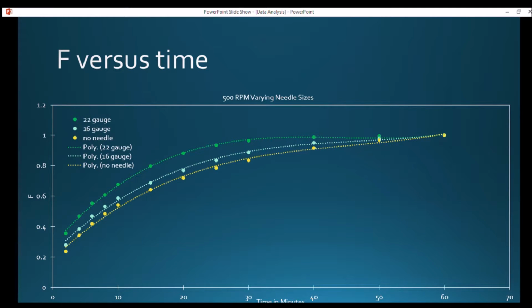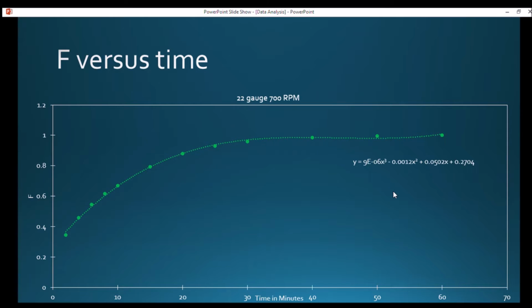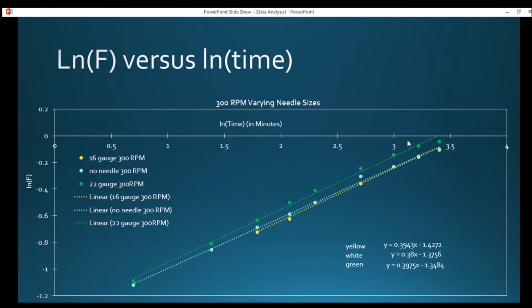And for the 500 RPM graph, there's more of a distinct trend with the 22 gauge needle here on the top, the 16 gauge needle here in the middle, and the no needle trial here on the bottom. And then here for the 22 gauge at the 700 RPM, you can see we have a similar trend. So these are the important graphs here.